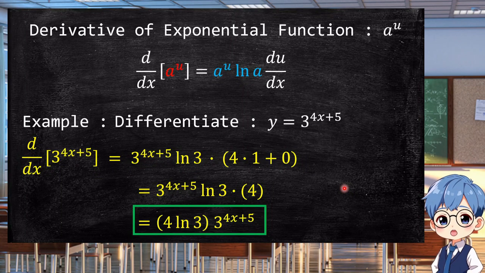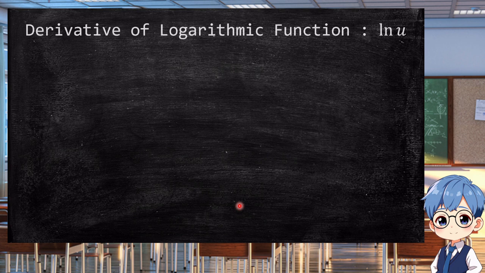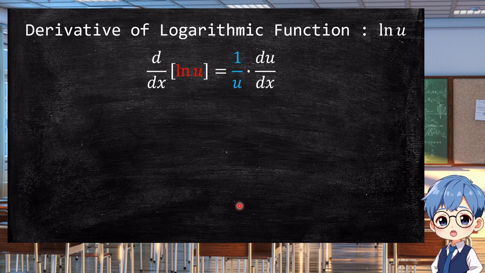Now on to logarithmic functions. Let's start with the natural log, or ln of u. The derivative of ln of u with respect to x is just 1 over u times the derivative of u with respect to x.